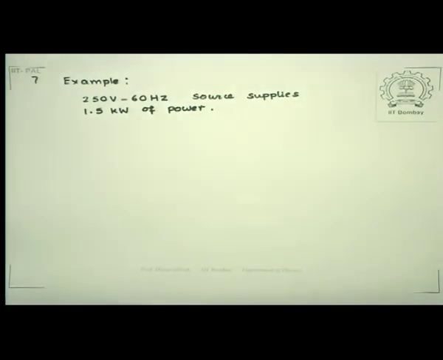Now, notice one thing. When we say that the source supplies 1.5 kilowatt of power, what we are talking about is the rate at which the energy is being supplied to the circuit by the source. So this is not dependent upon the properties of the circuit, but it is dependent upon the source itself. So this is the rate at which we are supplying power. This is usually measured by something known as a wattmeter, but we will not get into this.